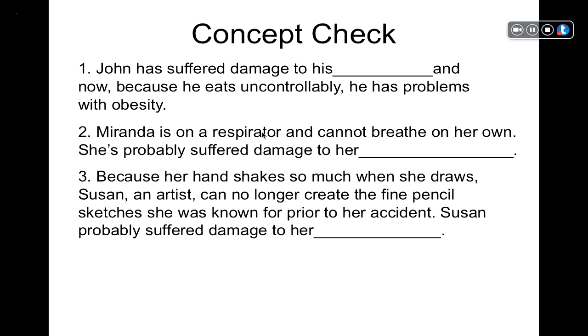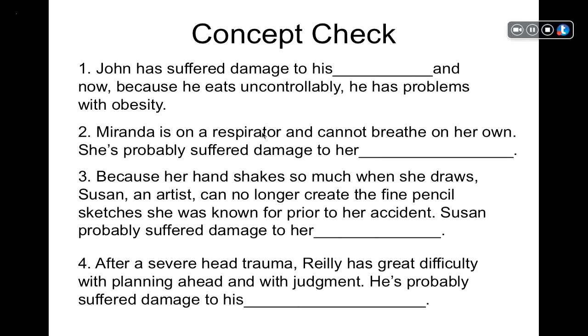Three. Because her hands shake so much when she draws, Susan, an artist, can no longer create the fine pencil sketches she was known for prior to her accident. Susan probably suffered damage to her... Answer is the cerebellum. Lastly, after a severe head trauma, Riley has great difficulty with planning ahead and with judgment. He's probably suffered damage to his... that would be the frontal lobe, the frontal cortex.